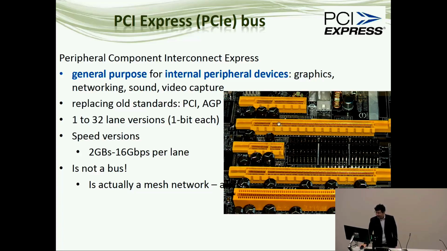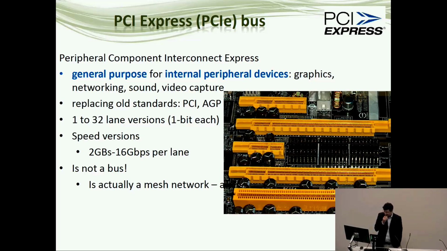You see it comes in physically different sizes, so these are buses with different widths, different numbers of wires, going all the way from 1 bit to 32 bits in what's called a lane. You remember the motorway lanes? These are the lanes of the bus. Comes in different speed versions, ranging from 2 gigabits to 16 gigabits per lane.